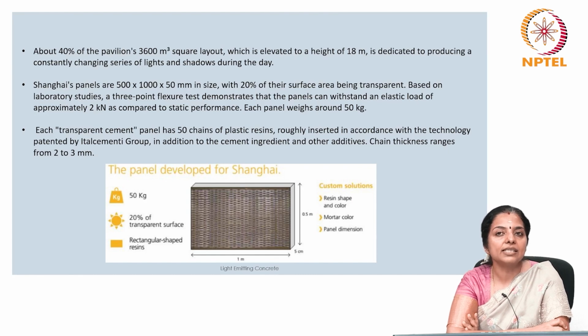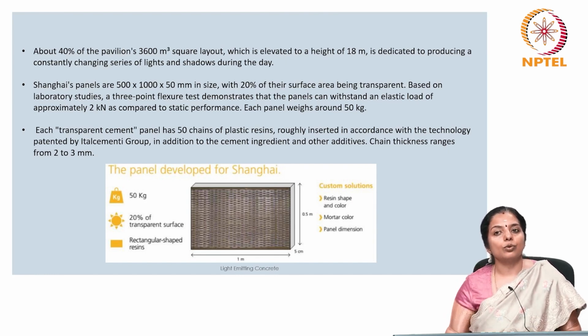Each panel weighs around 50 kgs. Each transparent cement panel has 50 chains of plastic resins roughly inserted in accordance with the technology which is patented by Italcementi Group, in addition to the cement ingredient and other additives. Chain thickness ranges from 2 to 3 millimeters.